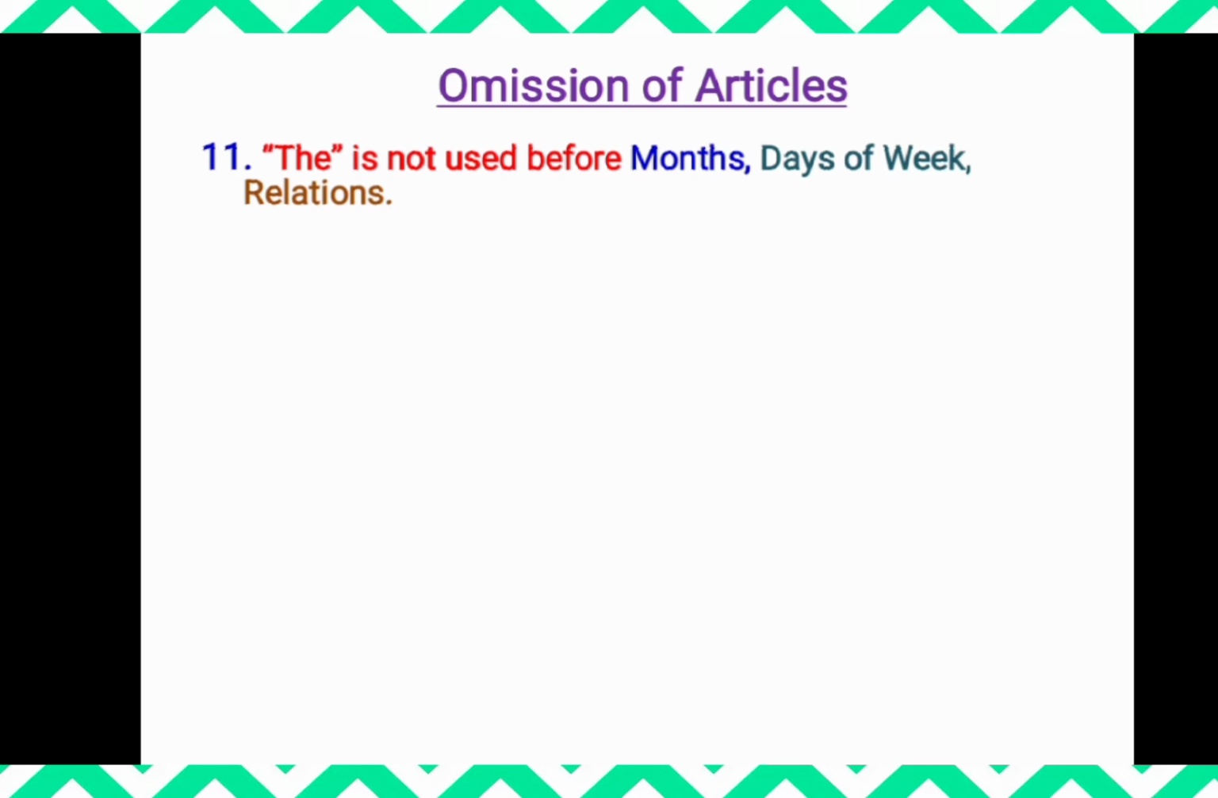Omission of articles. That is rule number 11. The is not used before months, days of week and relations. The definite article the is not used before months, days of week and relations.